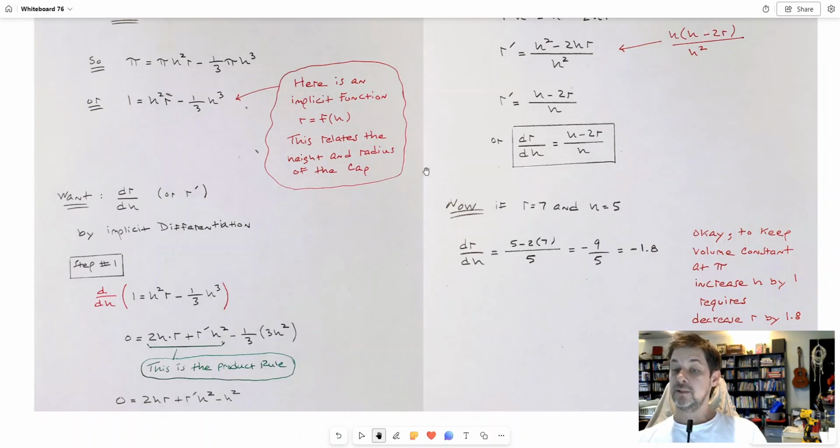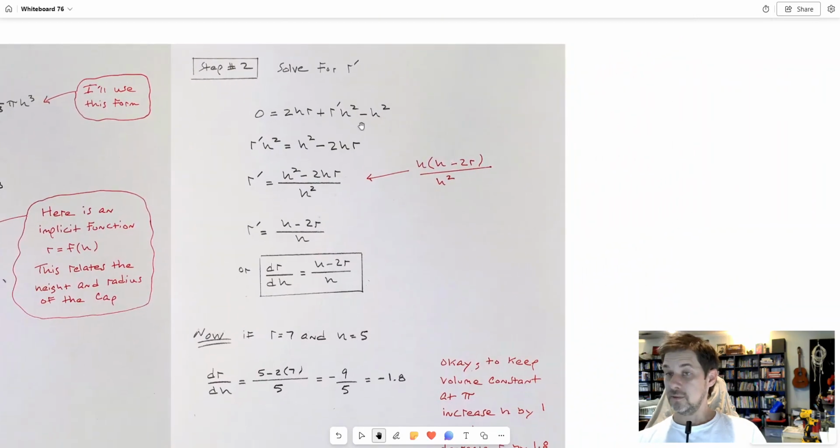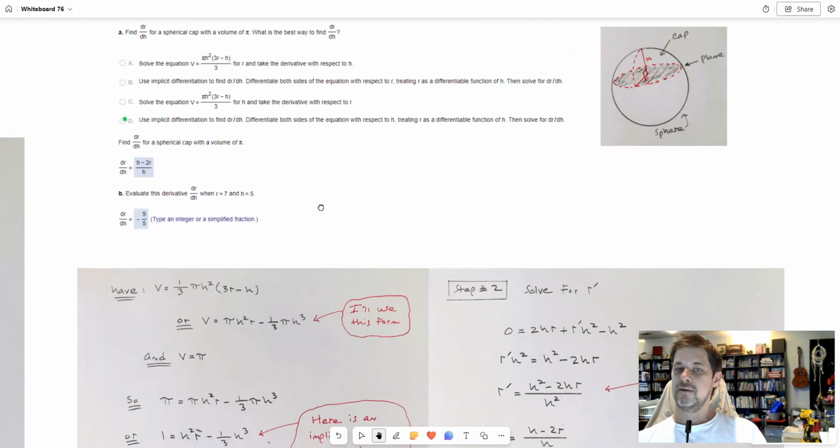What's step 2? I am looking for r prime, that derivative, and I see that it makes an appearance in my equation in step 1. So for step 2, I'll just solve for it. I do a little algebra to rearrange this equation and ultimately solve for r prime, or dr over dh if you want to call it that. It's (h minus 2r) over h. It involves some algebra, some factoring, some canceling, but you'll get it down to there. So that takes care of this.